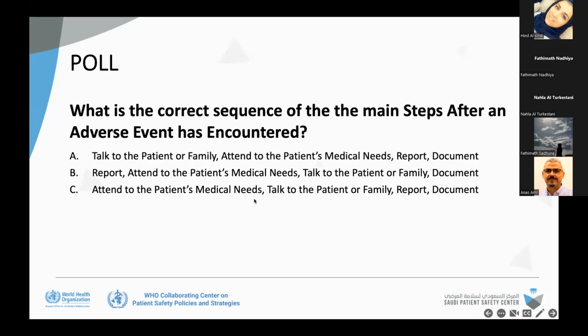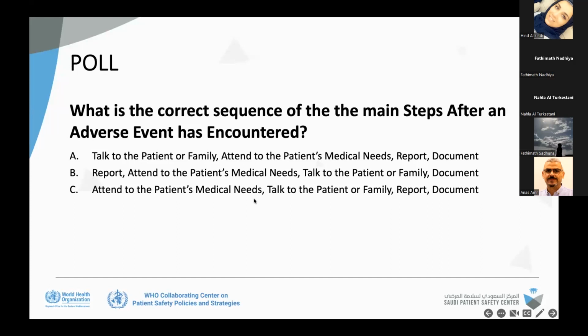The first option is: talk to the patient or their family, then attend to the patient's medical needs, then report the adverse event, and then document. The second is: report, then attend to the patient's medical needs, then talk to the patient or family, and then document. The last option is: first attend to the patient's medical needs, then talk to the patient and family, and then report and document.